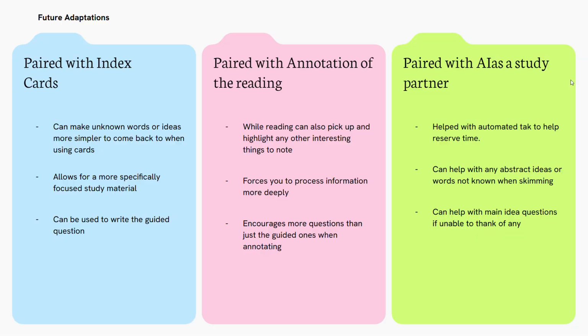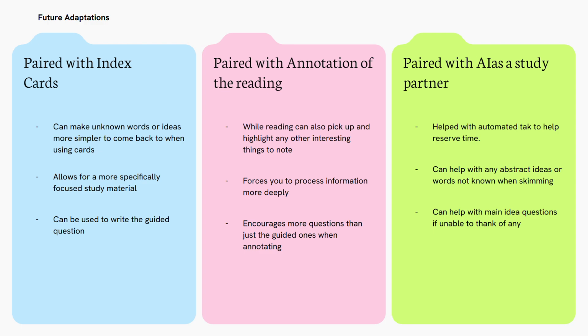Future adaptations. Now, as I said before, the SQ3R method is not set in stone. It can be paired up with other things. Here are some ideas if it was paired up with index cards. It can make unknown words or ideas simpler to come back to when using cards. You could write words you don't know, write the definitions to them, so that you don't take up space in your thorough summaries, and it doesn't look as clunky and as compressed.